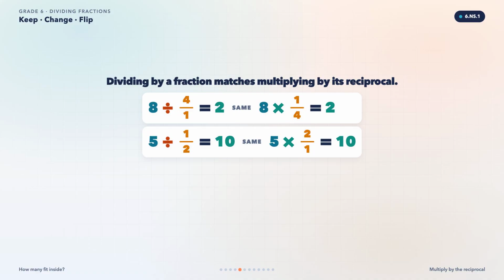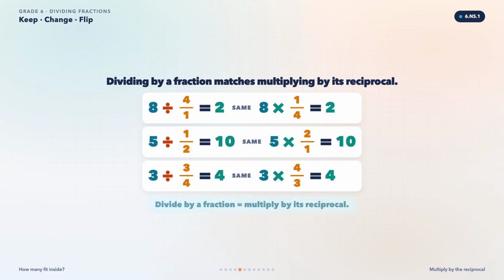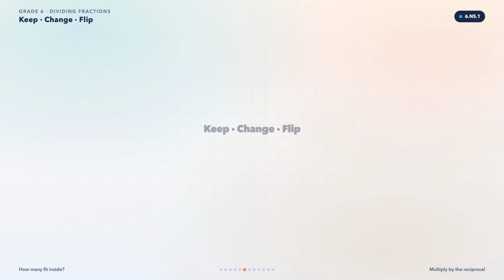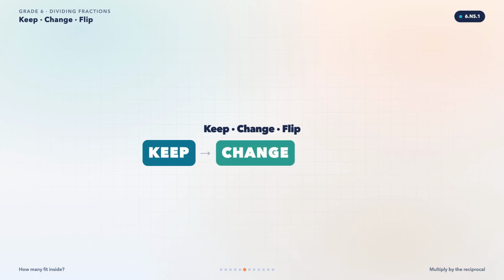We already know 3 divided by 3/4 is 4, and 3 times 4/3? 3 times 4 is 12, over 3 is 4. Same answer again. Dividing by a fraction gives the same result as multiplying by its reciprocal. That's not a trick. That's the pattern. This pattern has a memory strategy. Keep, change, flip. Keep the first number. Change division to multiplication. Flip the second fraction.